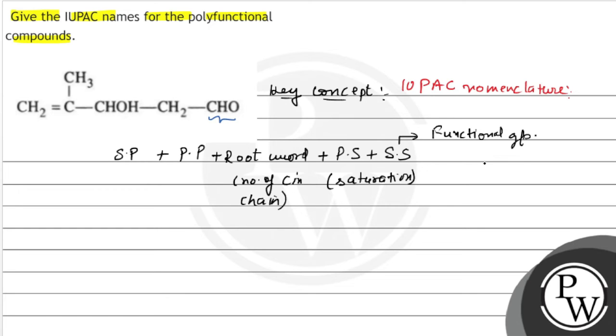Now the priority for functional groups is like, top priority would be given to acids, then aldehyde, then ketone, then alcohols.